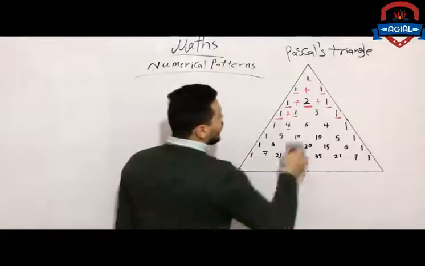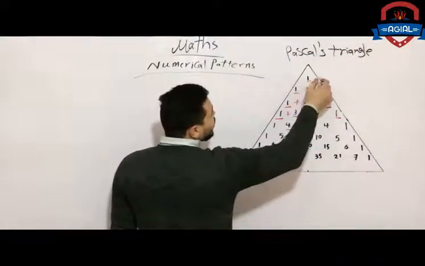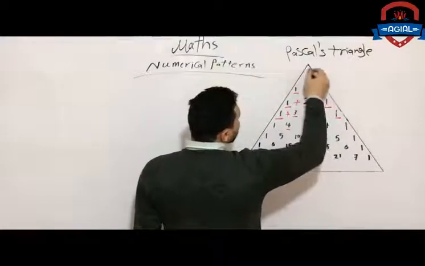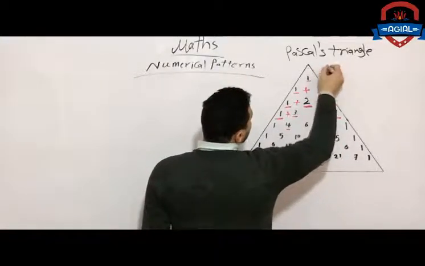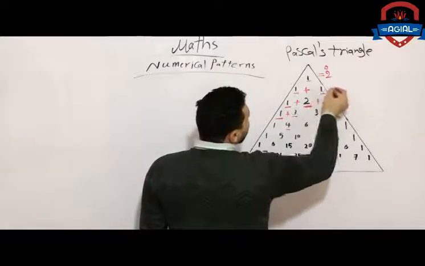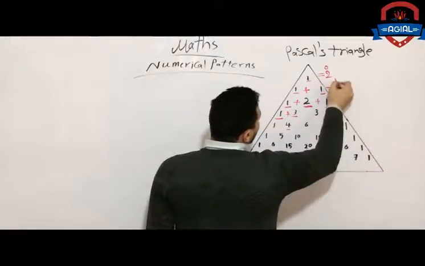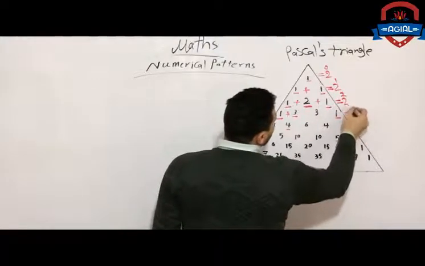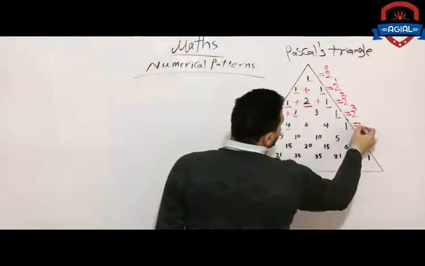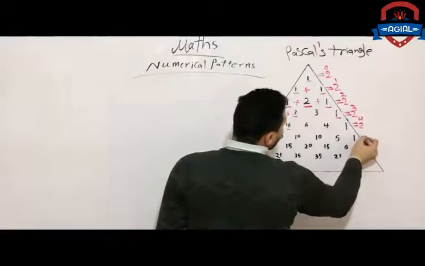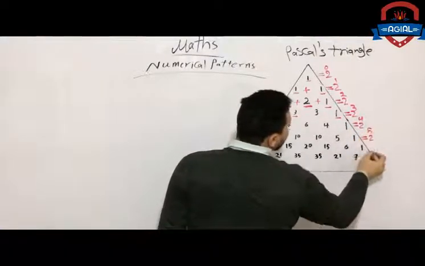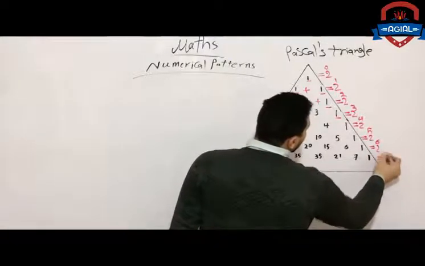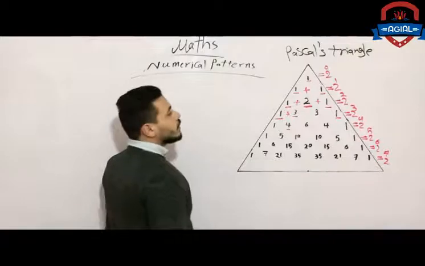And the sum of each row: row number 1 equals 2 to the power of 0, row number 2 equals 2 to the power of 1, then 2 to the power of 2, 2 to the power of 3, 2 to the power of 4, 2 to the power of 5, 2 to the power of 6, 2 to the power of 7, and so on.